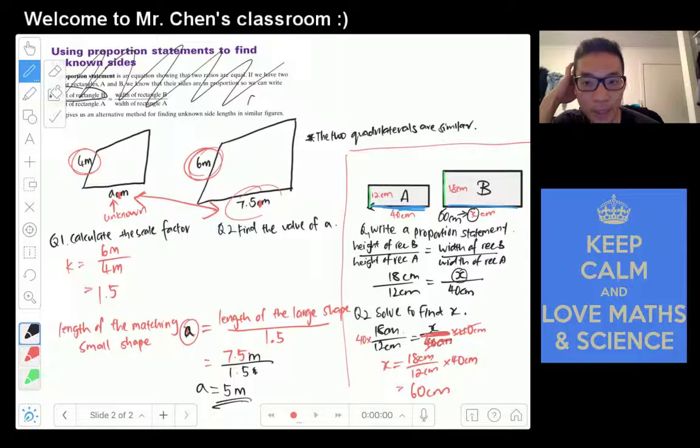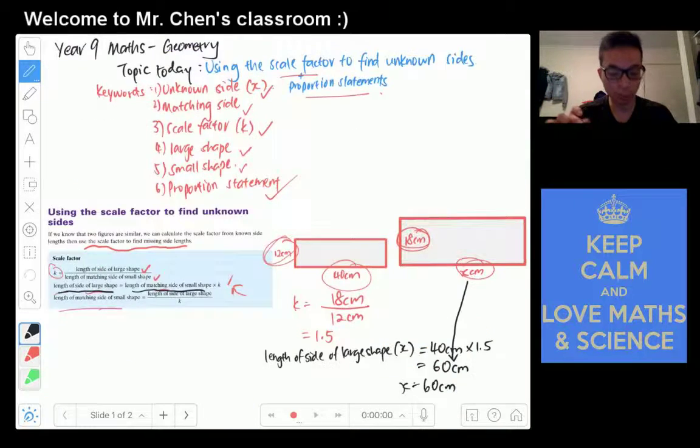So to conclude this video, we went through what scale factors are and what proportion statements are and how to use them to solve for an unknown side. Most of the time it can be x, can be a, b, c, whatever. It shouldn't matter. So please write down the formulas and write down the notes and ask me any question during our next lesson.